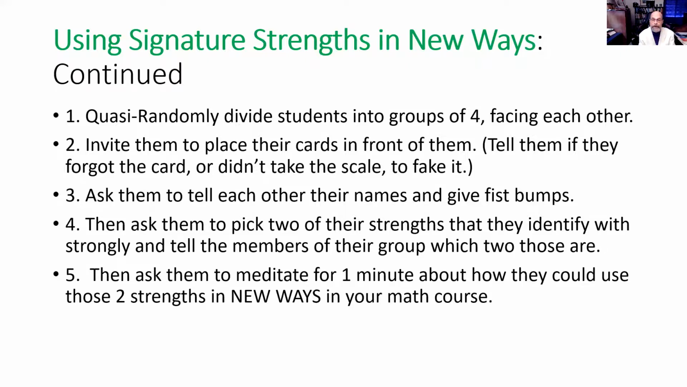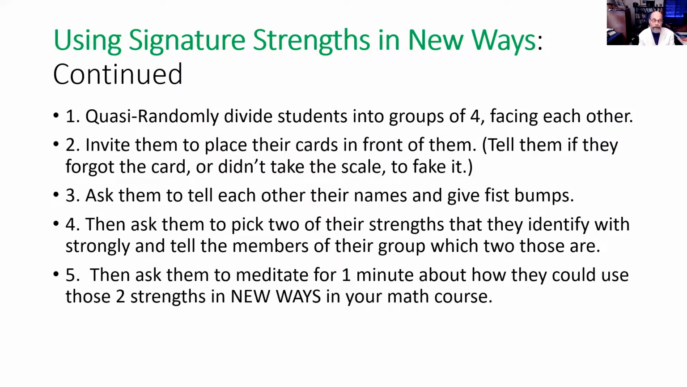Ask them to tell each other their names and give each other fist bumps. Then ask them to pick 2 of their strengths that they identify with most strongly and tell the members of their group which 2 those are. So for instance, on my constellation, I'm a very curious person and I'm constantly noticing the beauty around me. So those are 2 I strongly identify with. So I'd mention those 2 to my group.